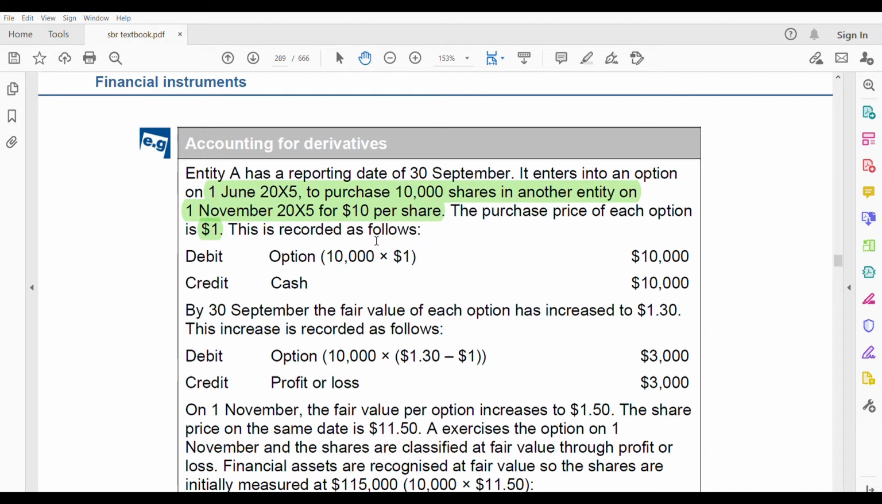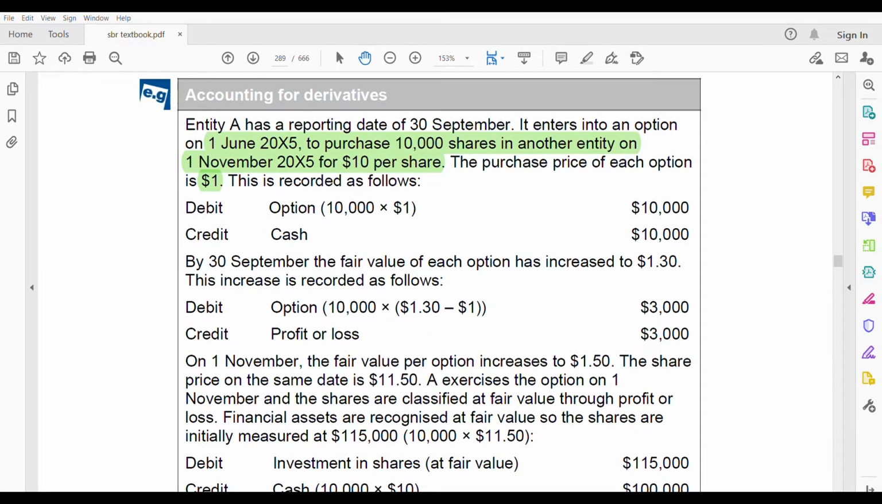So how are you going to record this? You have to pay cash, remember. For an option, you have to pay a premium to purchase that option. So that means your cash will be credited, and you are purchasing the option, so you need to debit that option. It is 10,000 into 1, because 10,000 shares you are purchasing and the purchase price is 1. So debit option 10,000 and credit cash 10,000, because you need to pay cash to purchase the option.